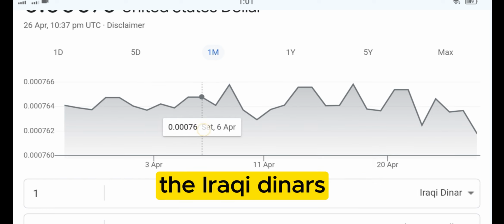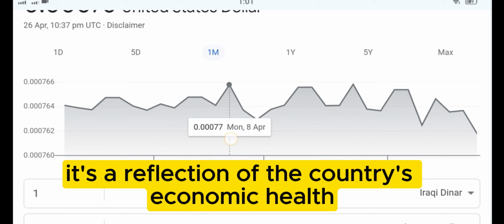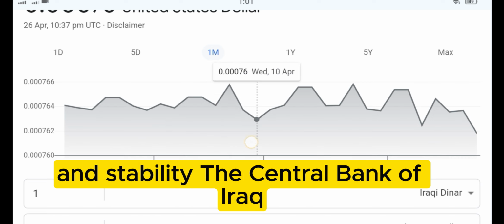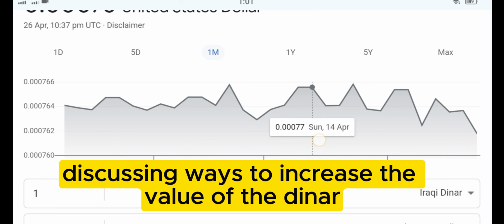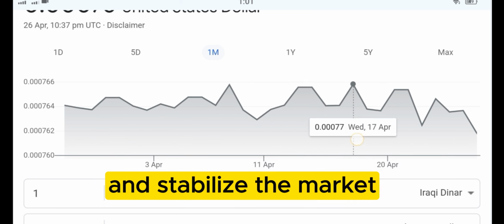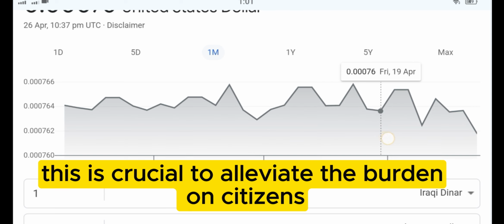The Iraqi dinar's valuation is not just a matter of numbers, it's a reflection of the country's economic health and stability. The Central Bank of Iraq has been at the forefront of this debate, discussing ways to increase the value of the dinar and stabilize the market. This is crucial to alleviate the burden on citizens and address deficits.